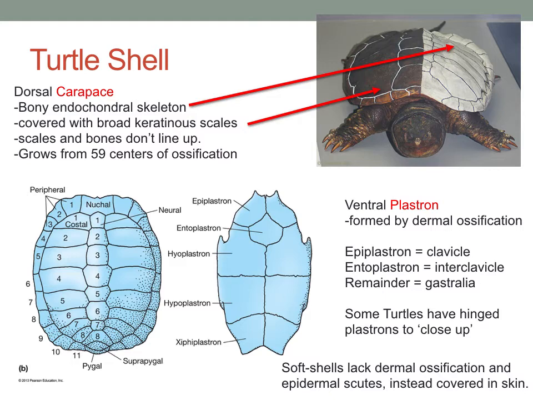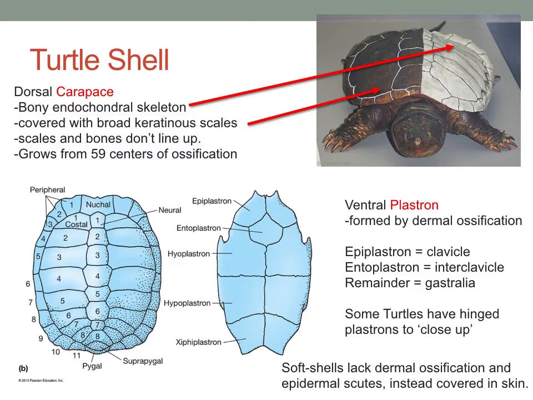Then the ventral plastron is also formed by dermal ossification. It's essentially derived from three different bones. The epiplastron is at the front, and that's basically like fused clavicles. And then there's the entoplastron, and that's the interclavicle. And then everything else below that are basically just expanded gastralia.